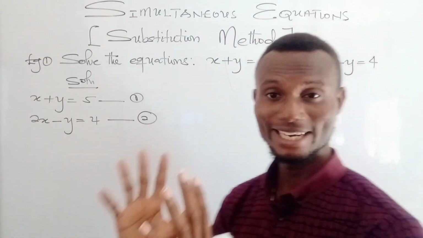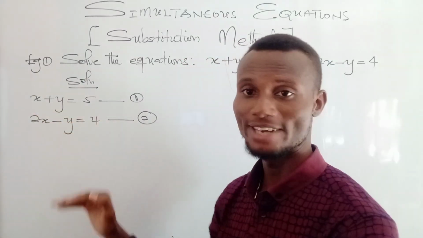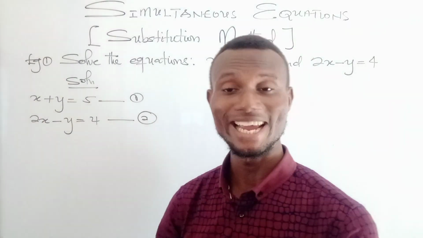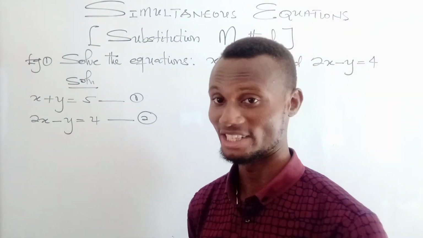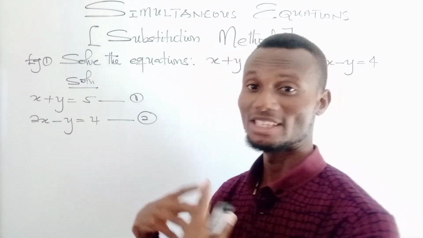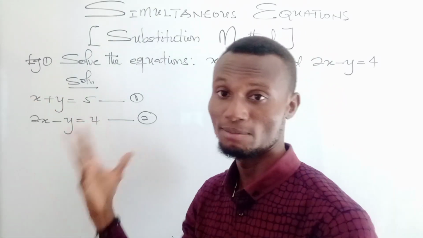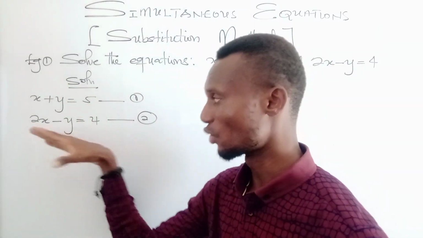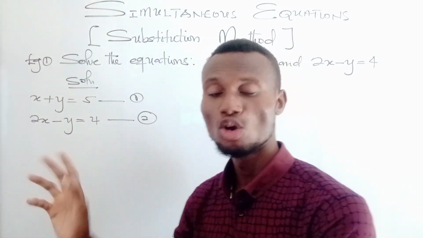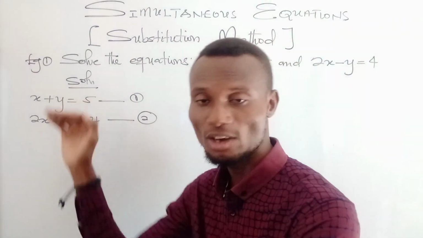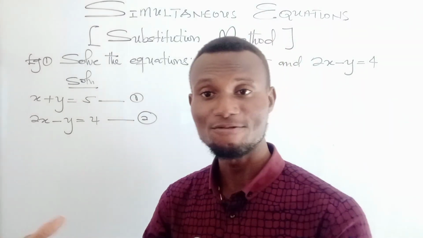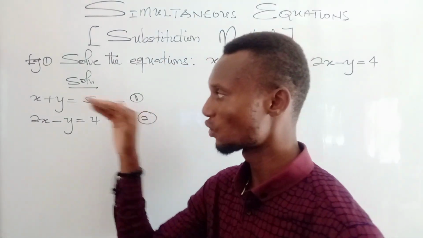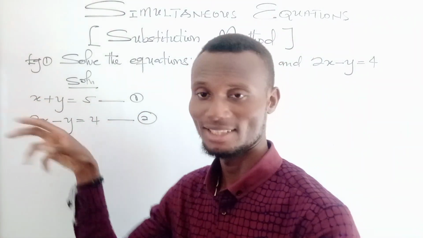Now the next step is that from any of the given equations, equation 1 or equation 2, you choose to make any variable the subject. When you start from equation 1, you can choose to make x the subject, or you can choose to make y the subject. You get the same answer. Or when you start from equation 2, you can make x the subject or y the subject. I've taught you change of subject. For me, I'll start with equation 1 and I'll choose to make x the subject.